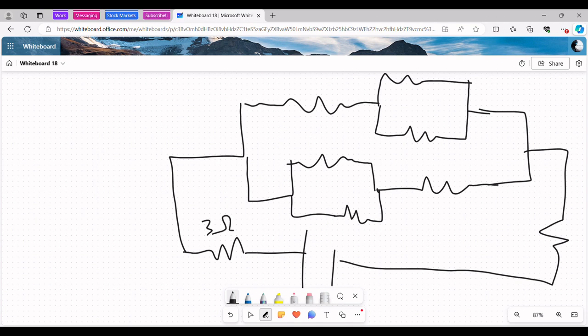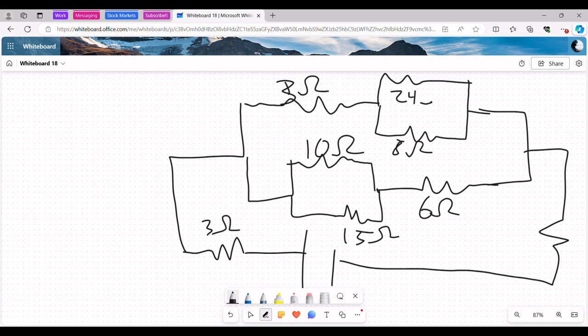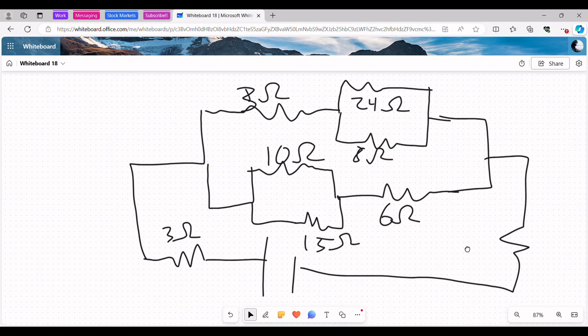This is going to be 3 ohms. This is going to be 3 ohms. Sorry, this is going to be 10 ohms. This is going to be 15 ohms. This is going to be 6 ohms. This is going to be 8 ohms. And this is going to be 24 ohms. And we have to find the total resistance.